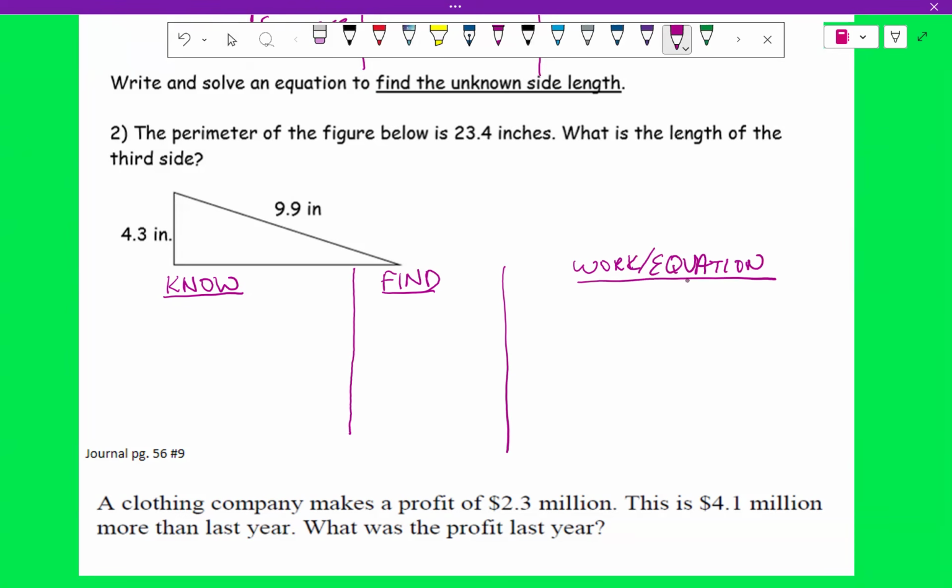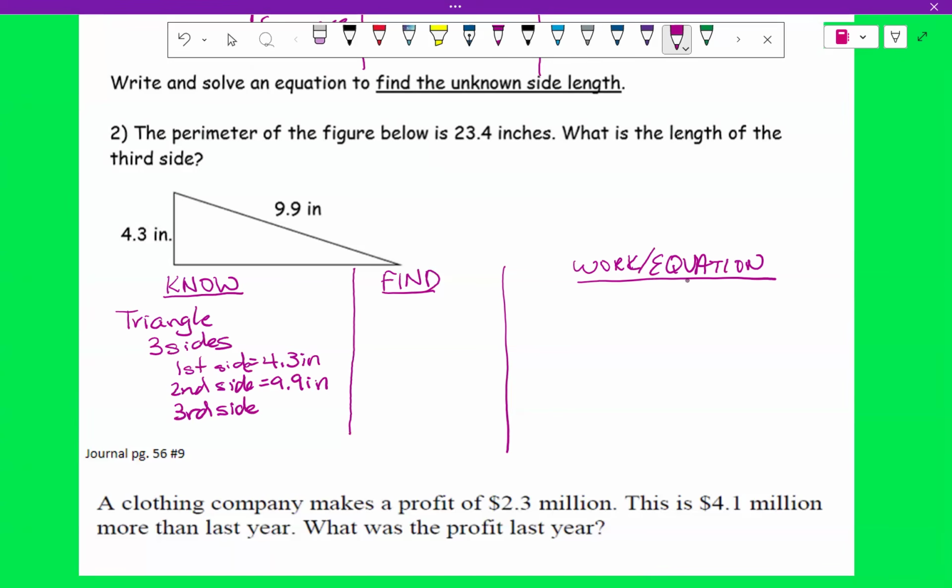So let's take a look. What do we know? Well, we know we have a triangle. What else do we know about triangles? Yeah, there are 3 sides, right? Do we know anything about these sides? Well, sure. We know that one side, or the first side, is 4 3/10 inches. The second side is 9 9/10 inches.